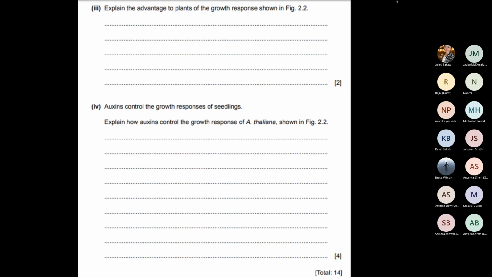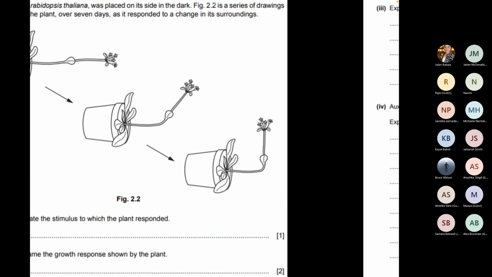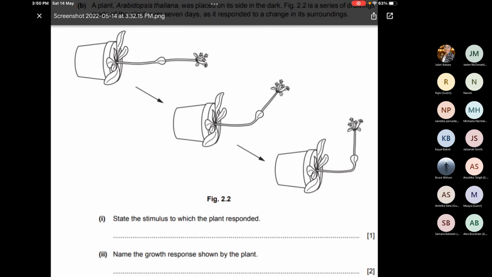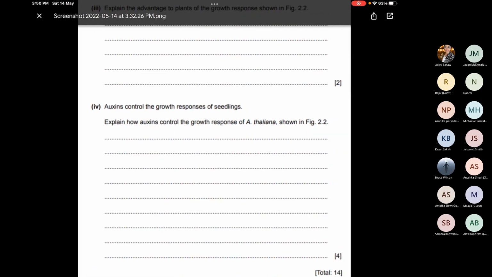And then, well, this last one here, 4 marks. Auxins control the growth responses of seedlings. Explain how auxins control the growth response of A. thaliana, this plant here, shown in figure 2.2. So how did auxins control the growth response? Put that into words for me. Go back on the photo, please.